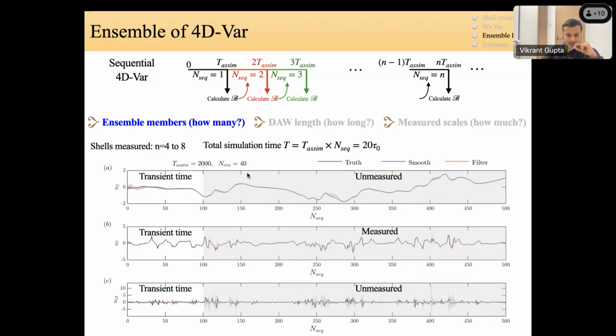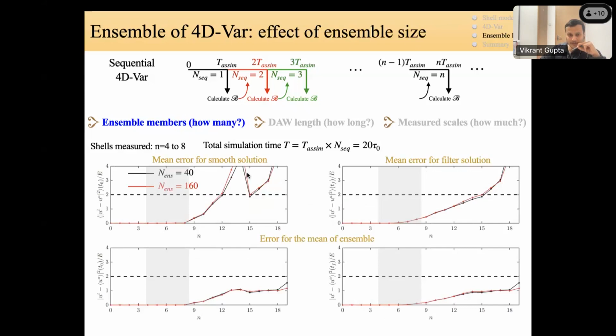So this simulation runs with 40 ensemble members, and here I show the normalized mean square error for ensemble members 40 and ensemble members 60. So let me go through these plots, what they mean. On the vertical axis, again, I have the normalized mean square error. On the horizontal axis, I have the shell numbers.